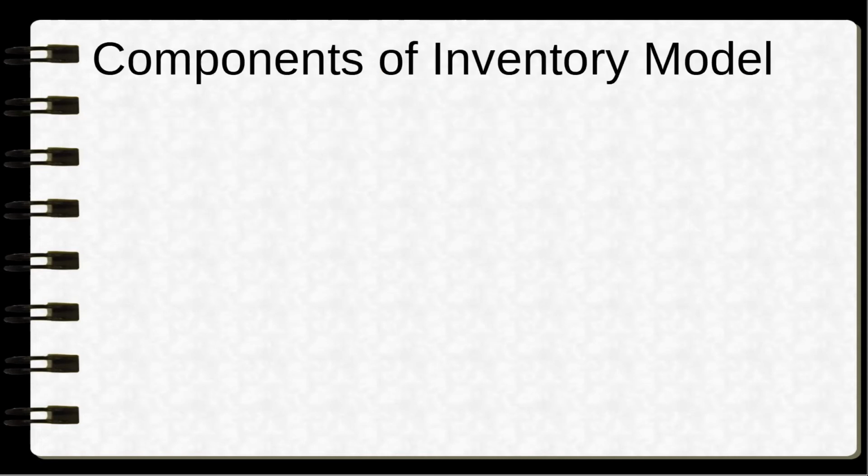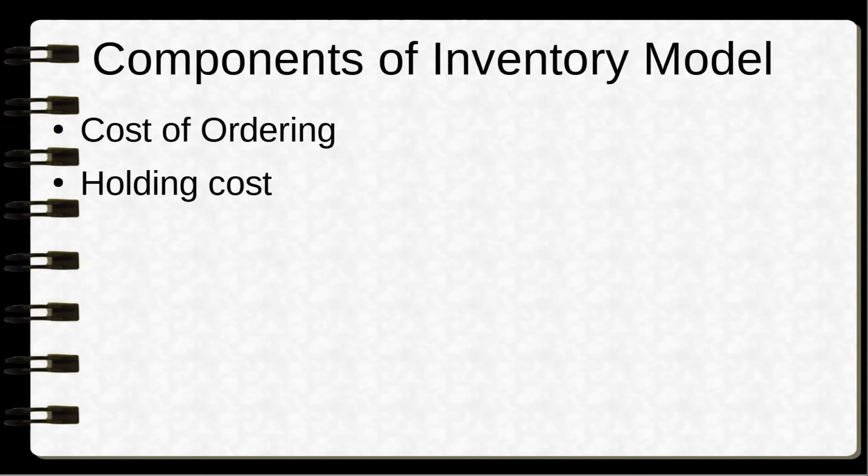So what are the components of an inventory model? The first is cost of ordering. Whenever you order any item to replenish the inventory, it's going to cost you. And that's pretty obvious. Not much needs to be said on it. The second, of course, is the holding cost. Whenever you hold any item in the inventory, it's going to cost you. Why? Because you need to pay for the security, you need to pay for the people who are managing the facility. So there is an associated holding cost.